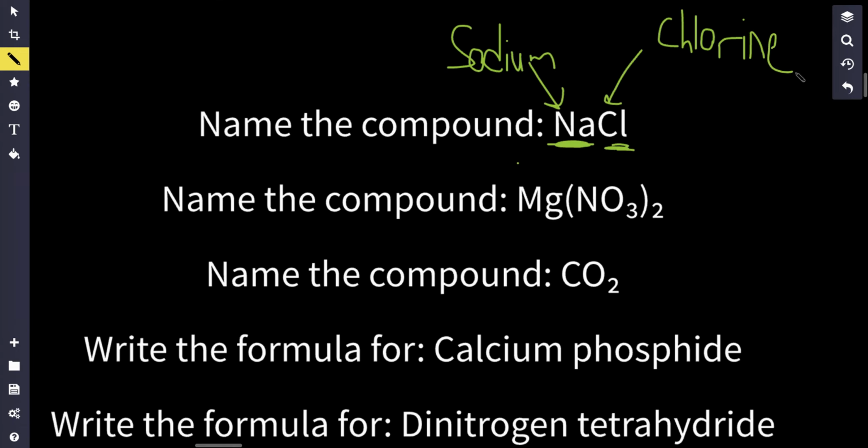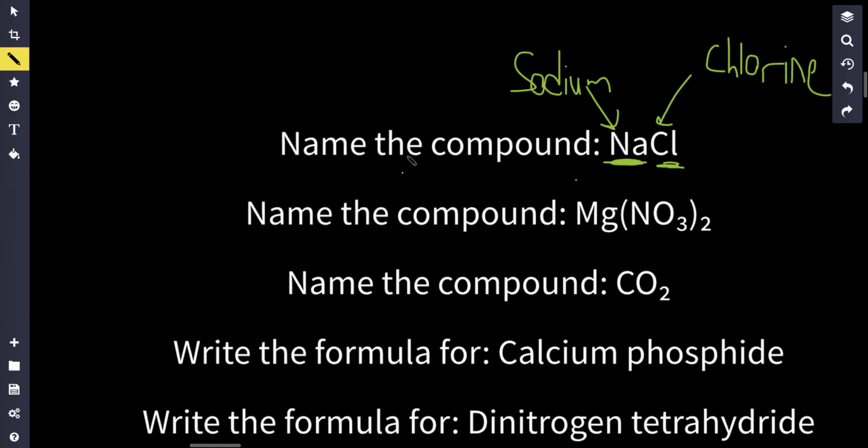Now, you can tell that these are two different elements because you can see how an element starts out with a capital letter. So notice how this Na right over here represents one element, and you have a capital letter signifying that this is another element right over here.